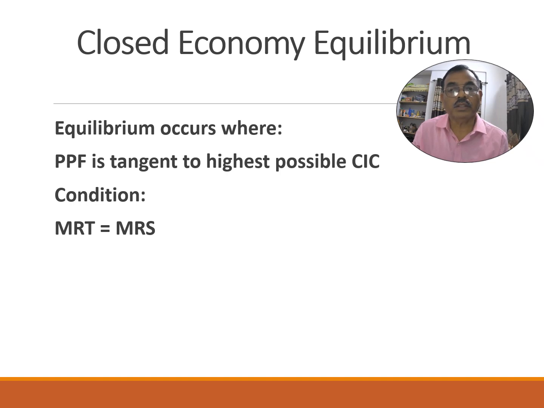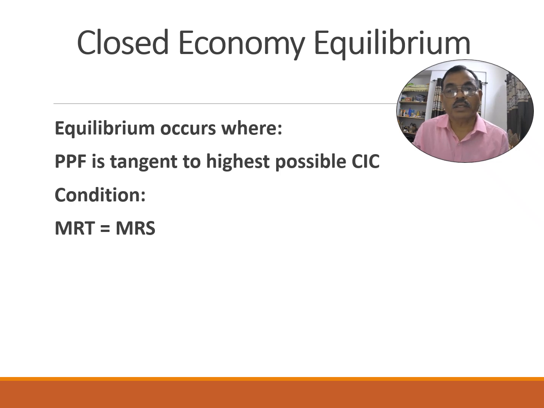It means that the rate at which the economy can transform one good into another equals the rate at which society is willing to substitute between them. At this point, production is efficient and consumption is also efficient, and welfare is maximized. This is called autarky equilibrium.